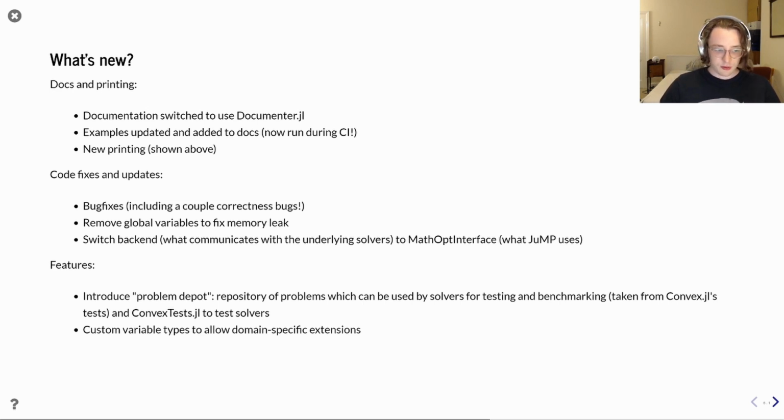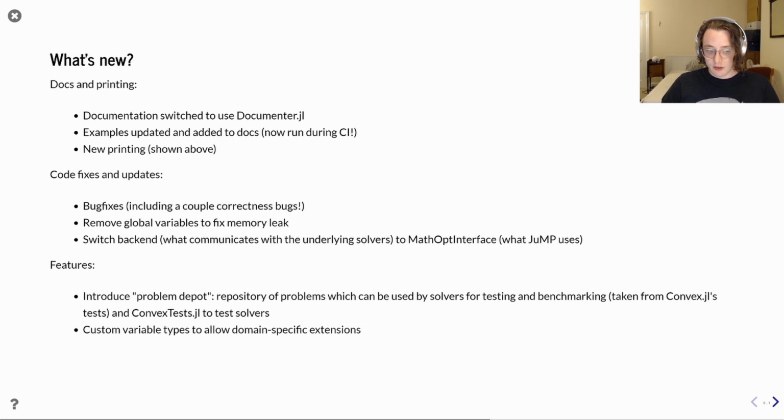There's also a couple of new features. One is this ProblemDepot, a repository of problems that can be used for testing and benchmarking different solvers, which is really just Convex.jl's tests, but written in a generic way. And also this little repo, ConvexTests.jl, that runs all of these problems on a bunch of solvers. You can see, are they all solving them correctly, which I think is not the case right now.